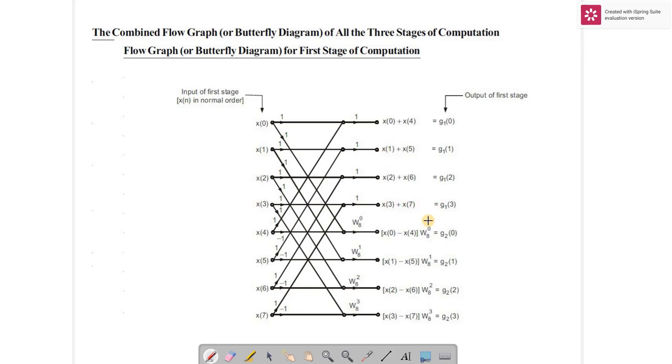And the subtracted answer will be in this format: x of 0 minus x of 4 into twiddle factor w8 power 0. So the subtracted value of the paired lines is multiplied with the twiddle factor. Similarly, x of 1 minus x of 5 into the twiddle factor. In the same way, x of 2 minus x of 6 times w8 power 2 equals g2 of 2, and x of 3 minus x of 7 times w8 power 3 equals g2 of 3. So these are the outputs of the first stage.